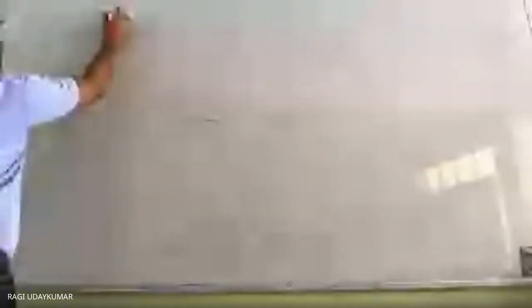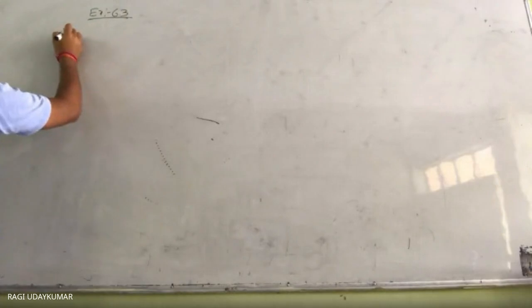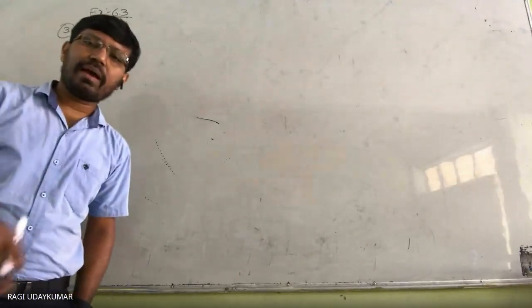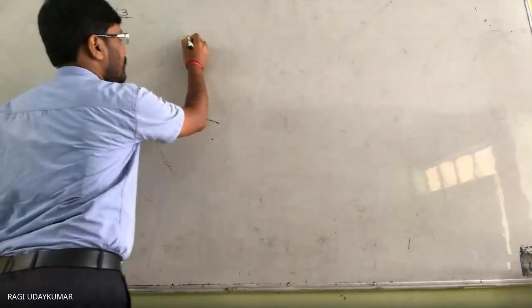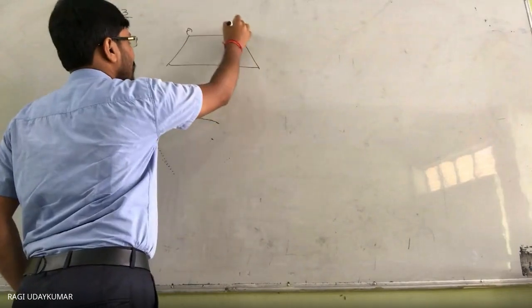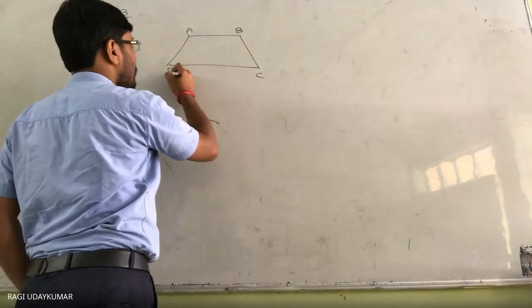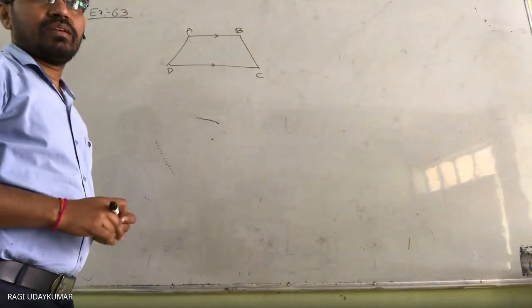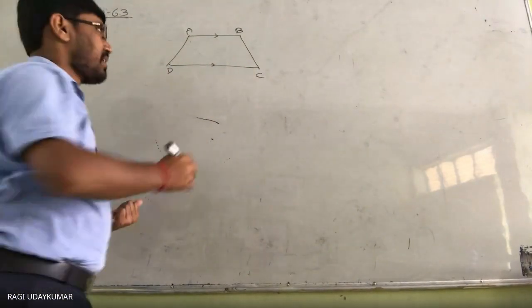Exercise 6.3, third problem. The question is: given diagonals AC and BD of the trapezium ABCD with AB parallel to CD, the diagonals intersect at a point O.